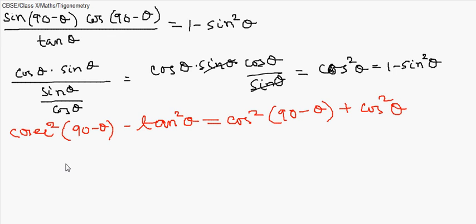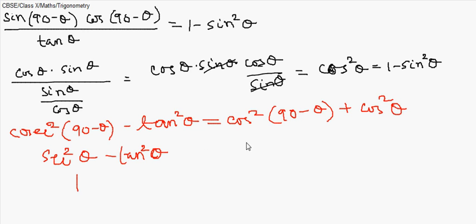Now cos square 90 minus theta, what is it? Cos 90 minus theta gives you sec theta. So this becomes sec square theta minus tan square theta. What is sec square theta minus tan square theta? That is 1. So this side we get 1.